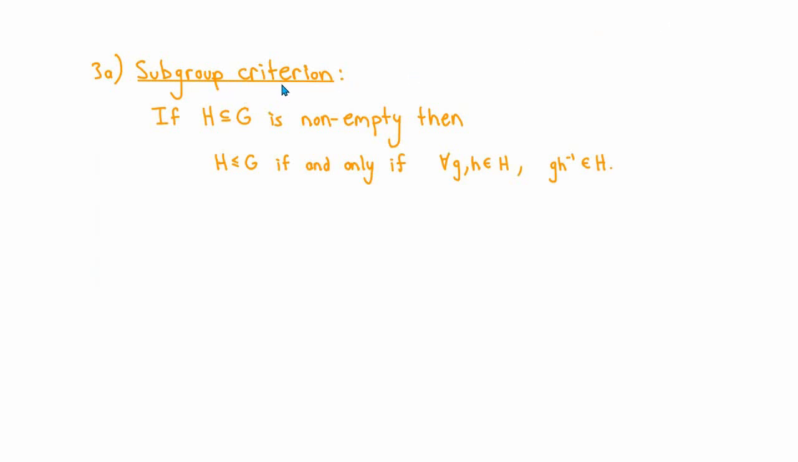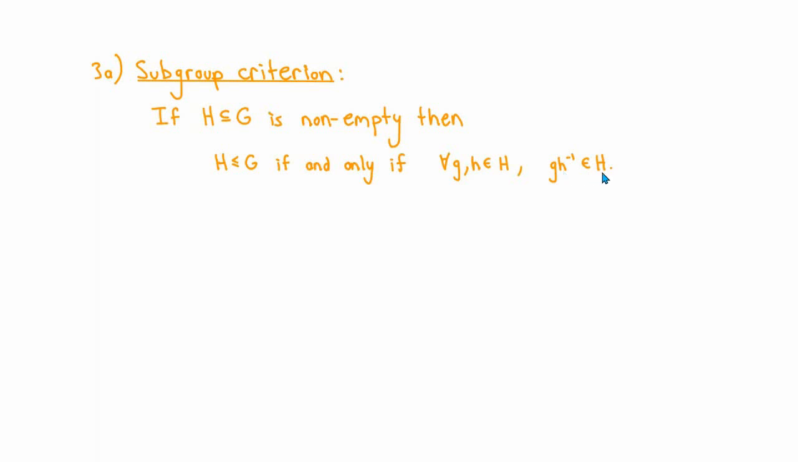And what it says is that if you have a non-empty subset H of a group G, then to check that it's a subgroup of G, you only need to check that for every g and h in H, g times h inverse is an element of H. Now, this condition is obviously going to be satisfied if H is a subgroup of G, and so this gives you an equivalent characterization of what it means for H to be a subgroup of G. A non-empty subset is a subgroup of G if and only if for every g and h in H, g times h inverse is an element of H.